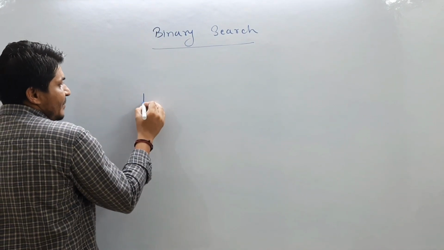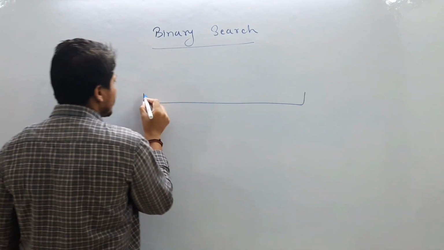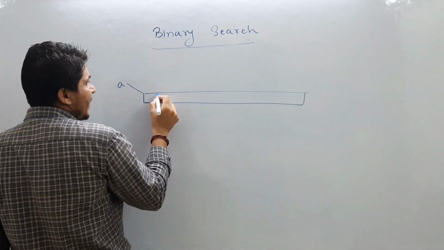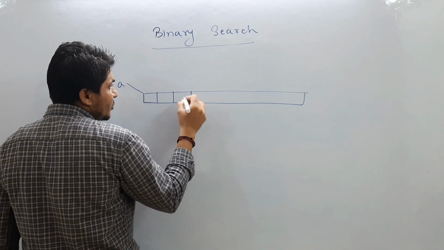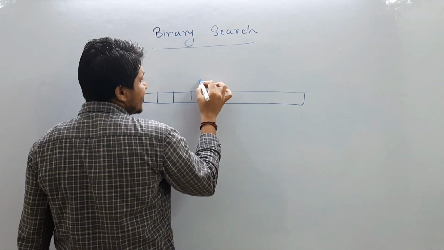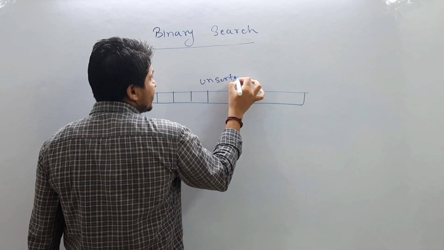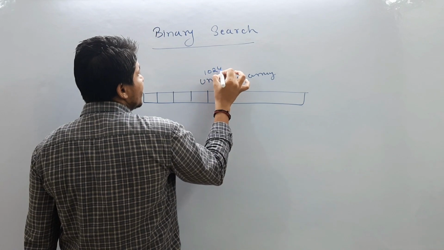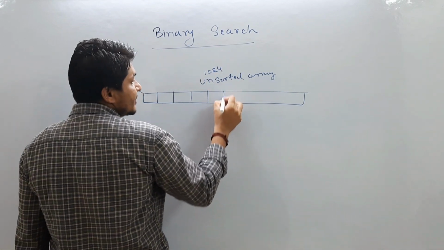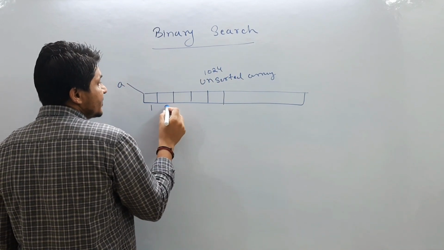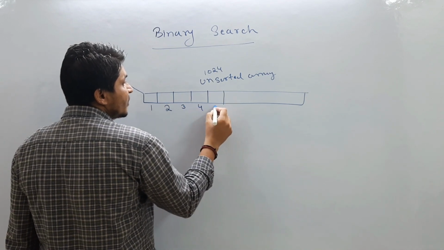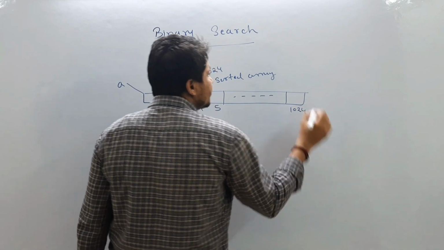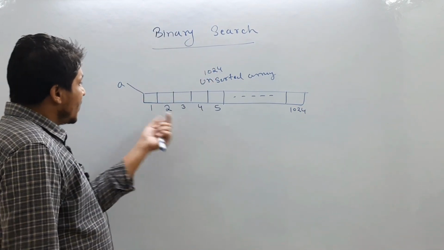Let us assume I have one array. Let's say this is one array. The name of the array is A, and in this array I'm storing some random values because this array is an unsorted array, and the number of elements is, let's say, 1024 total elements. So let me give the indexing also. This is index number 1, this is index number 2, this is index number 3, 4, 5, let's say.